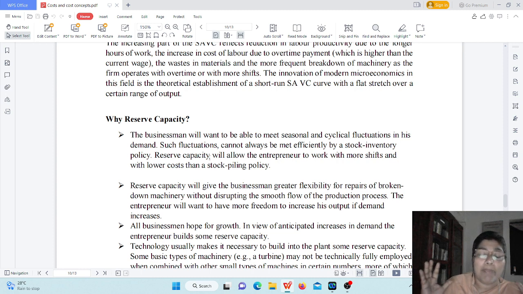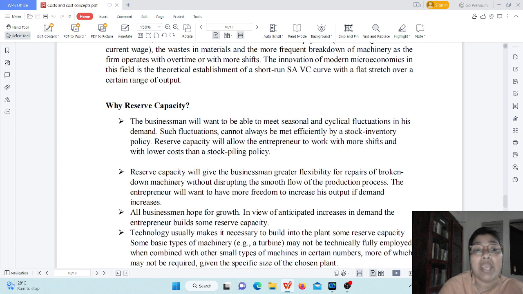So the firm is built in such a way that it has a flat stretch over a range of output wherein SAVC and SMC remain constant. Now, the reason for this is the businessmen will want to face seasonal and cyclical fluctuations. So another reason is that reserve capacity will give the businessmen greater flexibility for repairs of broken down machinery without disrupting the smooth flow of the production process.